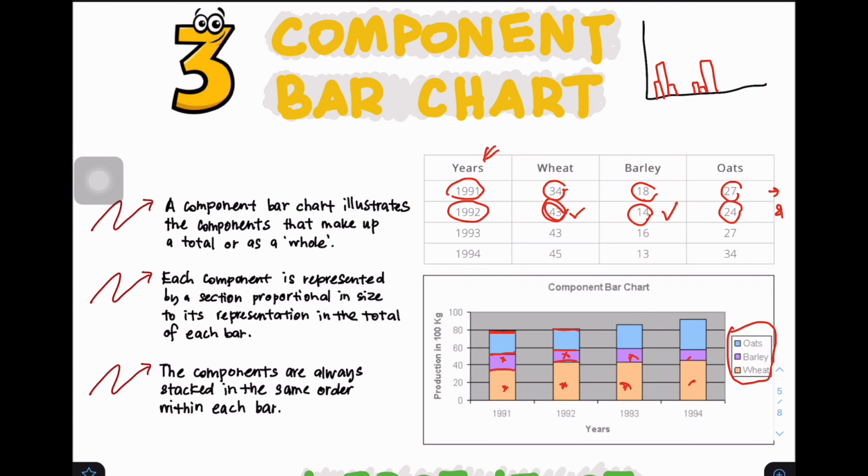Okay, so ini yang ketiga iaitu component bar chart. So kita tengok 3 dah. Yang pertama simple bar chart untuk variable yang ada satu. Lepas tu kita ada multiple dan compound bar chart untuk yang kita mempunyai variable 2 dan ke atas. Lepas tu kita ada component bar chart untuk kita gabungkan semua variable dalam satu bar chart. Okay.